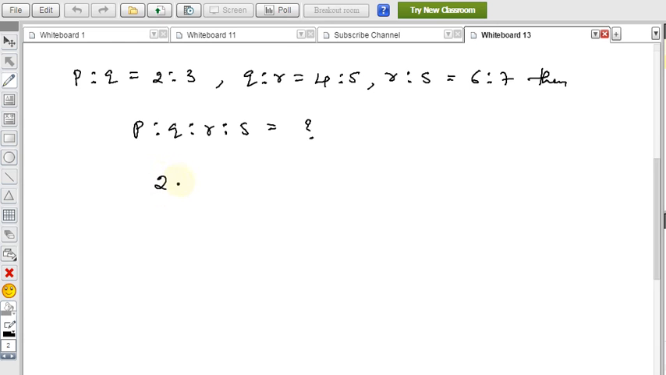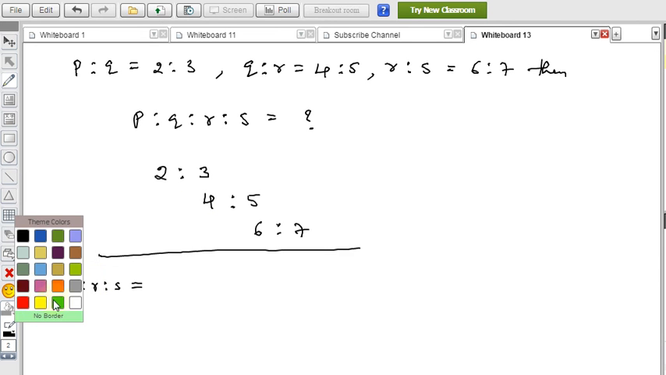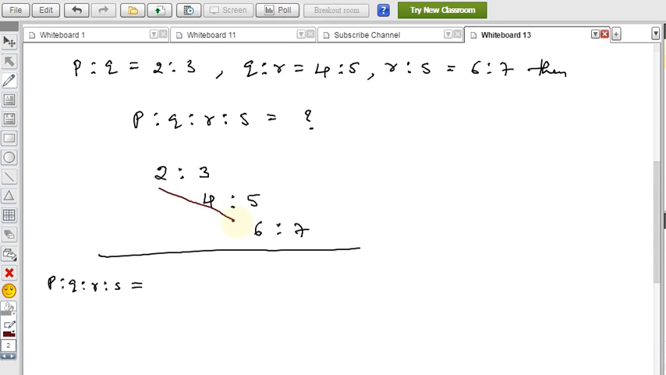First you write in this order, 2 is to 3, see clearly. Then q is common, so down below 3, 4 is to 5. Next r is to s, that is 6 is to 7. Then you see which numbers we need to multiply to get the p, q, r, s ratio directly. First we need to multiply 2 into 4 into 6, and finally 3 into 5 into 7. So the first is 2 into 4 into 6, and the last one is 3 into 5 into 7.